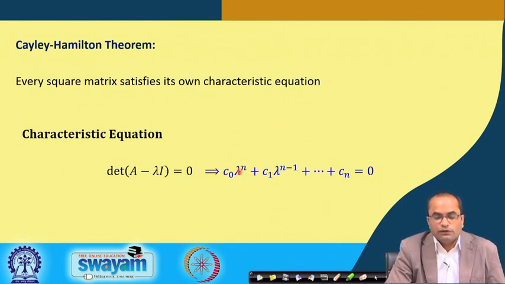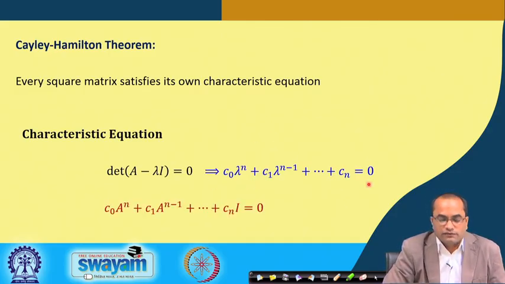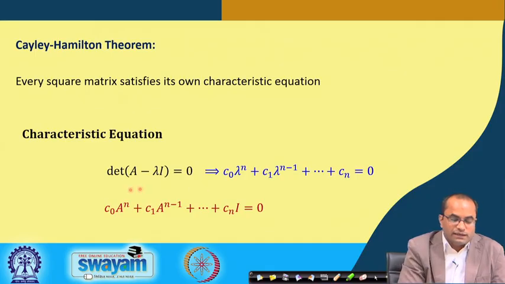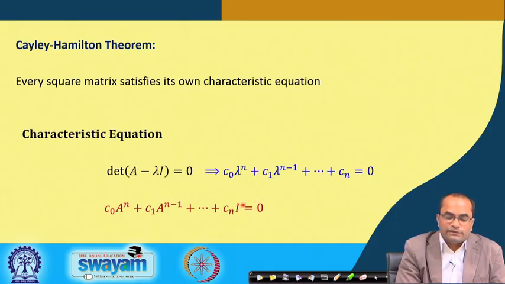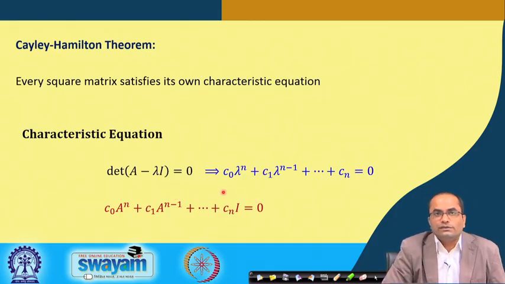That means, if instead of the lambda we replace this by A, so here A to the power n minus 1, and then this and so on up to C n, in that case this will be C n into I, where I will be the identity matrix of the same size. So this Cayley-Hamilton theorem says that every square matrix also satisfies its characteristic equation, and that means that A will also satisfy this equation. It is just that lambda is replaced by this A here, and with this C n, to make it consistent, because now we are working with matrices. So there should be a matrix here of the same order.